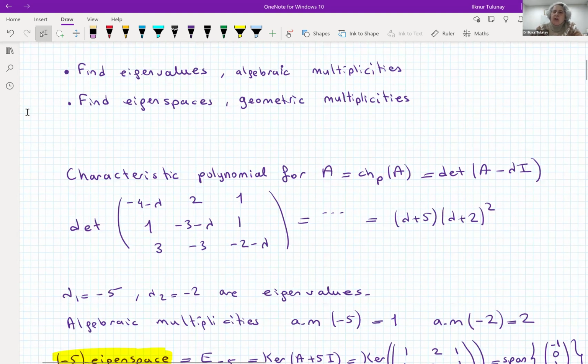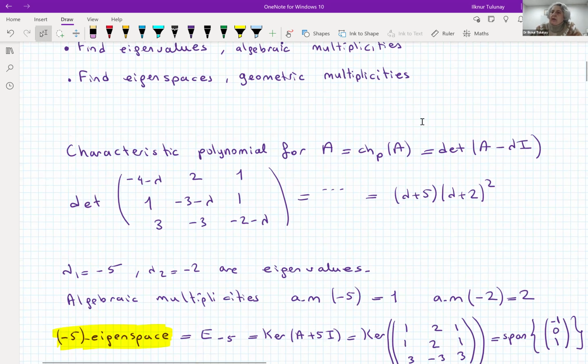So the characteristic polynomial of A, as we know, we need to calculate the determinant of A minus lambda I. The roots of this polynomial, this will be a polynomial of degree 3, will give us eigenvalues. So if we calculate this determinant, we will find out lambda plus 5, lambda plus 2 squared.